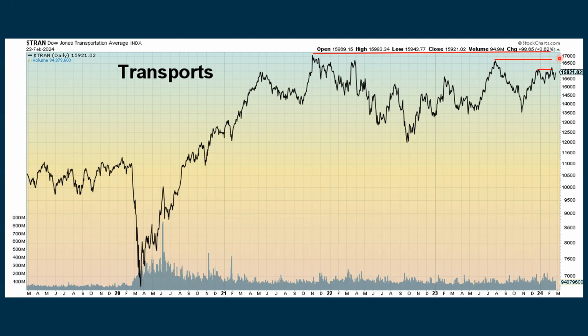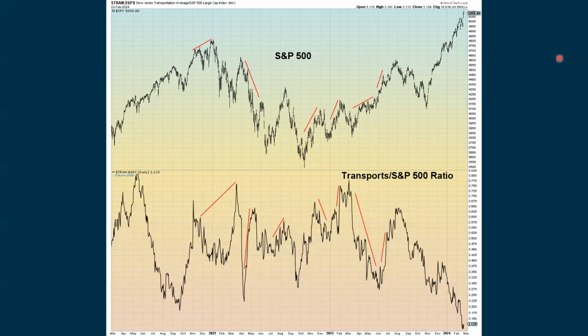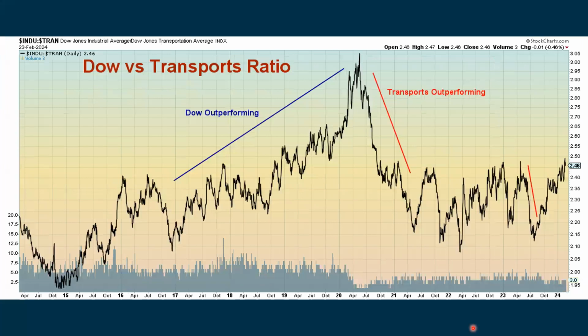It's a non-confirmation. And if you apply much of Dow theory to the way that you make decisions, that's a concern to you. And we just want to keep an eye on this for right now. Then we look at a ratio between the transports and the S&P, showing how the transports are really underperforming. We look at another ratio between the Dow and the transports.